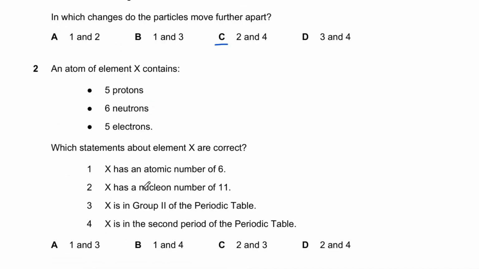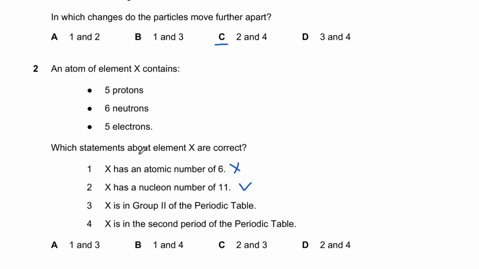Question 2. An atom of element X contains 5 protons, 6 neutrons, and 5 electrons. Which statements about element X are correct? Now we evaluate the statements. First one, X has an atomic number of 6. Atomic number is equal to number of protons. So number of protons here is 5. So this is out. Not correct. Number 2, X has a nucleon number of 11. Nucleon number is equal to protons plus neutrons. So protons 5 plus neutrons 6 equals 11. That's correct.